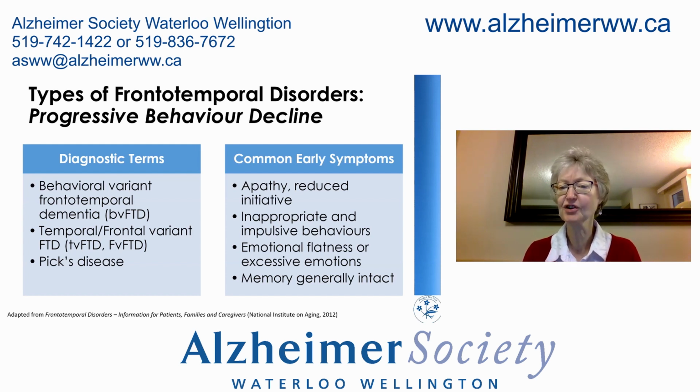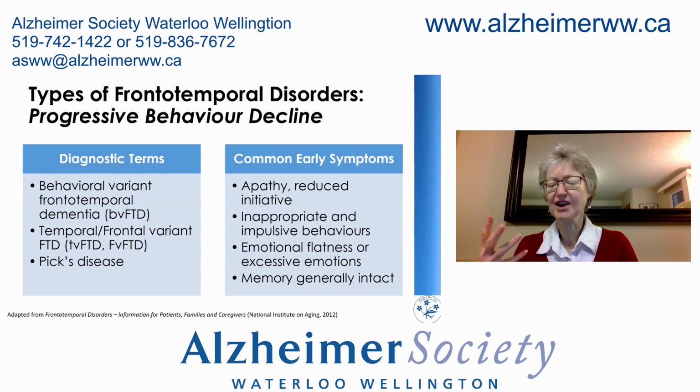And what you tend to see early is apathy. That's that reduced initiative, the inability to start things, an inability to hold interest in things. You might see inappropriate and impulsive behaviors. You really might notice emotional flatness, flat affect, no facial expression, or excessive emotion. It could go the other way. But at this point, generally memory is intact. And people who think that memory loss is the first sign of dementia might miss dementia because memory is still intact here.